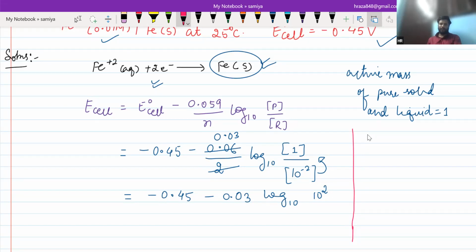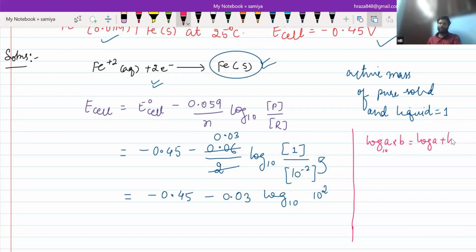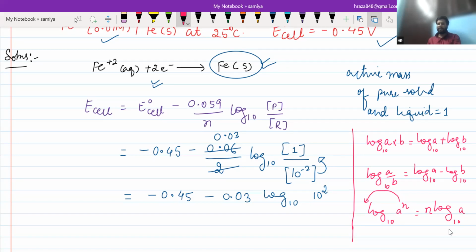Okay, see. If you have log of a into b to the base 10, it can be written as log a plus log b. Now, if you have log of a upon b to the base 10, this can be written as log a to the base 10 minus log b to the base 10. Now, log a to the power n to the base 10, this power will come in front, and it will be n log a to the base 10. Yes or no? Got it? These are some formulas of logarithms.